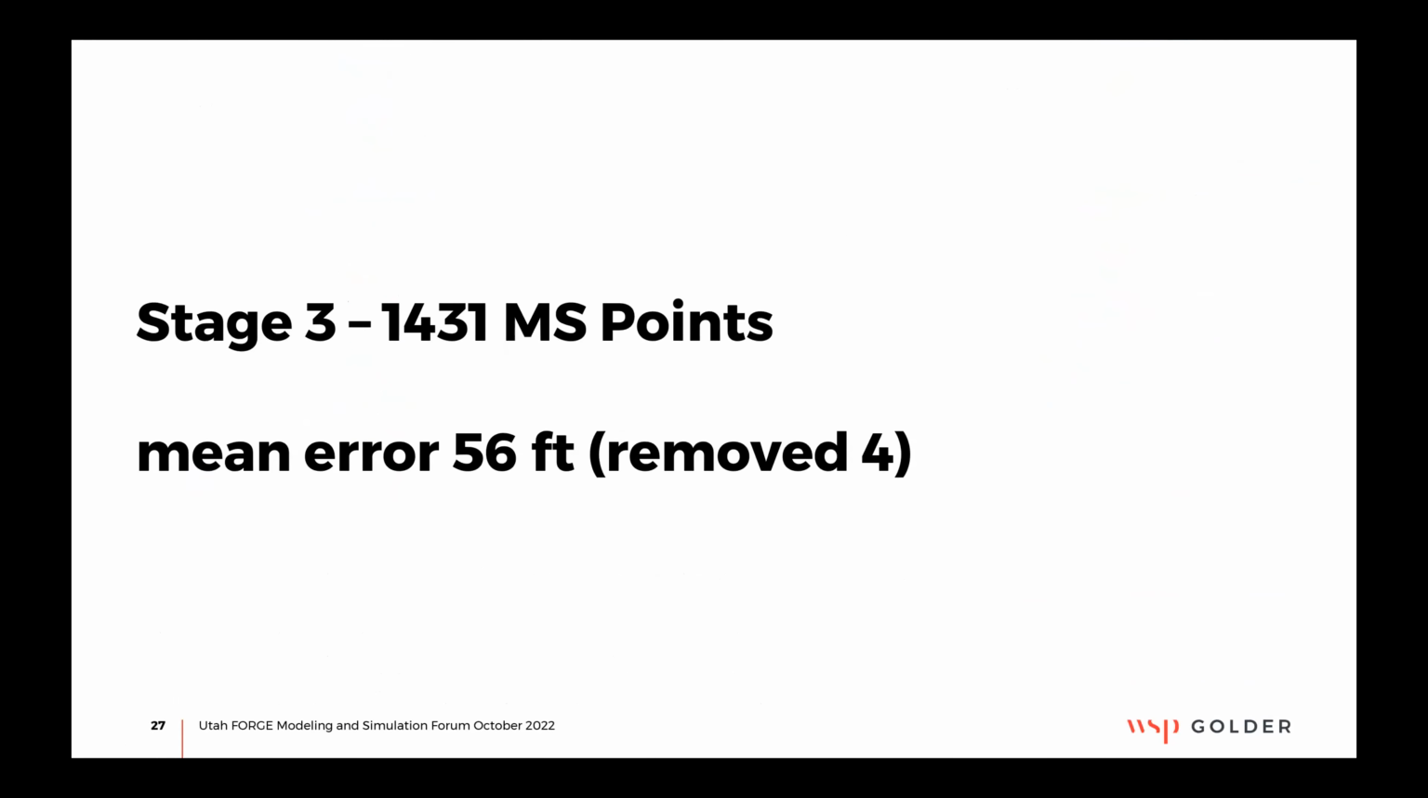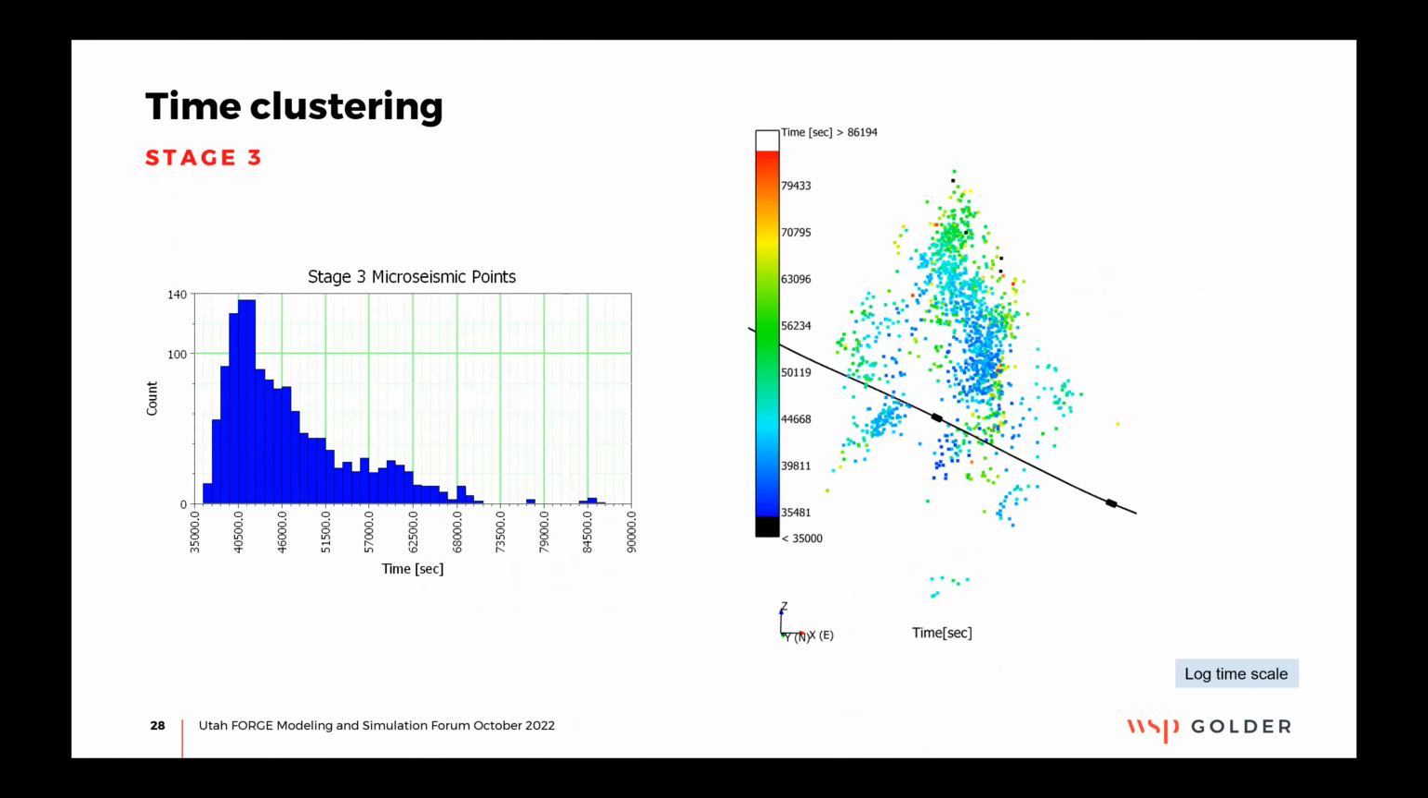All right, and then stage 3, there were again a lot more points here, over 1,400 points, and the mean error was actually a little higher than in stage 2, which surprised me. I had to remove 4 points from that set, but looking at the mean error in the recorded catalog, it was 56 feet. Same thing here, looking at the events over time and then visualizing them in space. Stage 3.